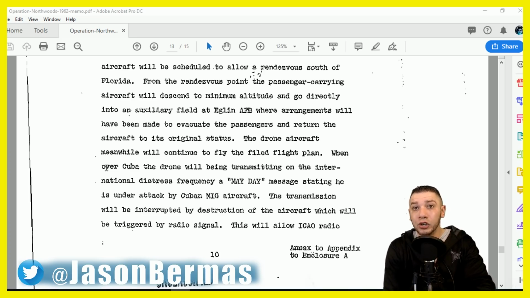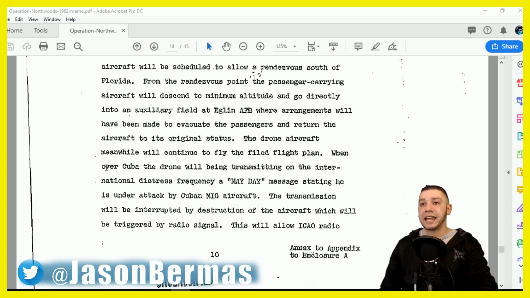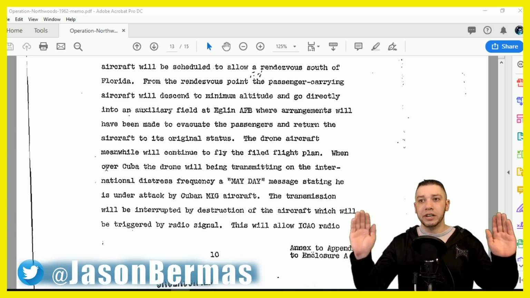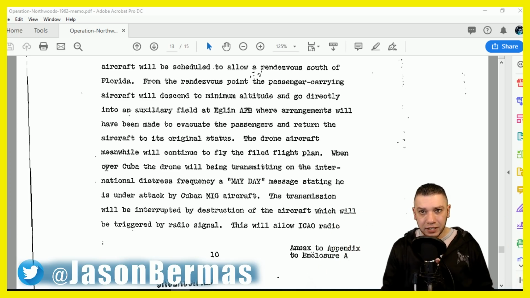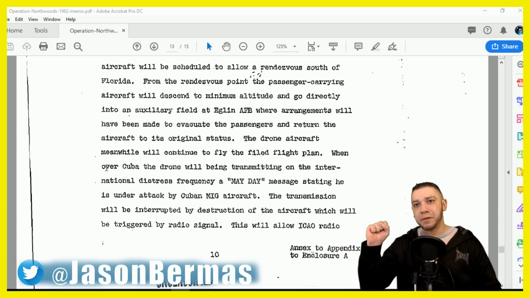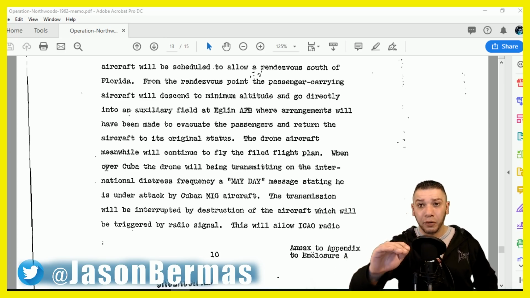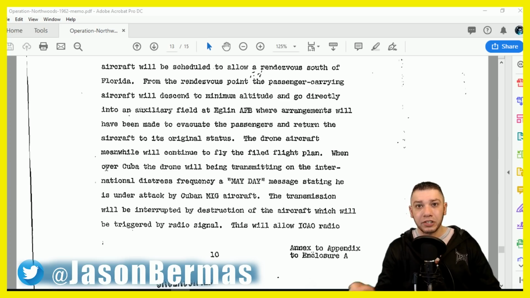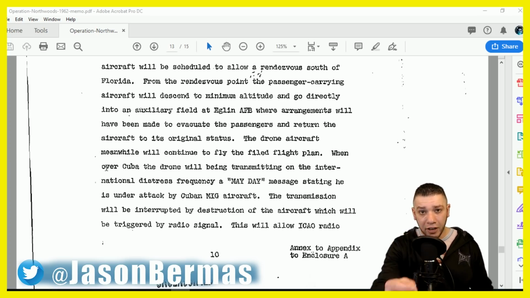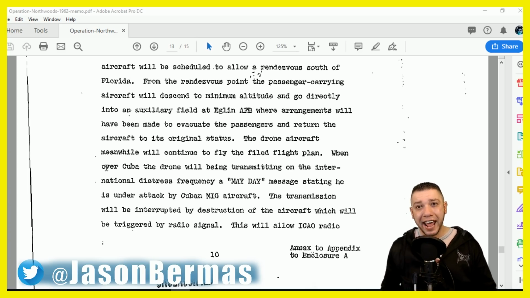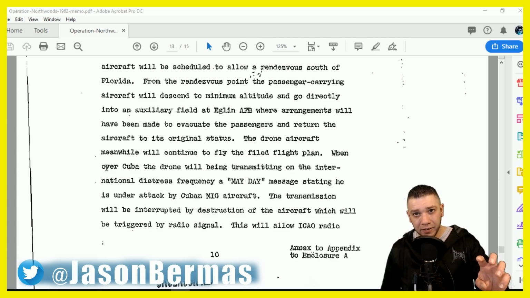When over Cuba, the drone will be transmitting on the international distress frequency a Mayday. Now remember, drone, 1962, the size of a commercial aircraft, going to have the Mayday signal over a pre-planned route by Cuba. Message stating it is under attack by a Cuban MiG aircraft. The Cuban MiG aircraft is yet another military plane that we have disguised. It's the only actual physical person that's involved in this operation at this point.